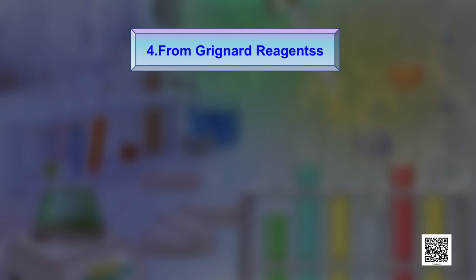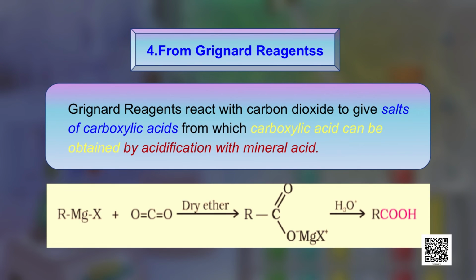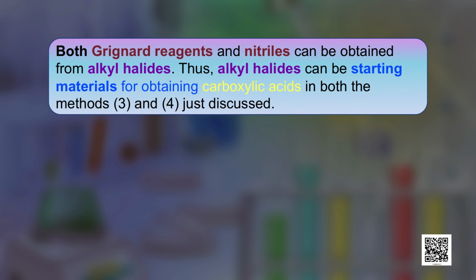Another method is from Grignard reagents. Very important reagents, very useful synthetic compounds, and these reagents react with carbon dioxide to give salts of carboxylic acids, from which carboxylic acid can be obtained by acidification with the mineral acid. Now, both Grignard reagents and nitriles can be obtained from alkyl halides. Thus, alkyl halides can be a suitable starting material to obtain carboxylic acids.